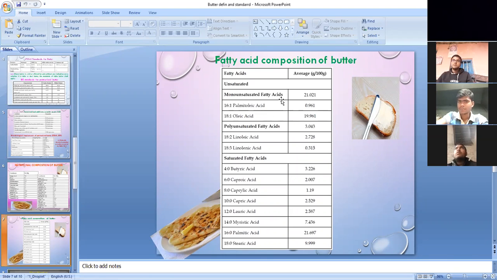Similarly, among monounsaturated fatty acids, oleic acid also makes the butter more nutritive in comparison to other animal fat or vegetable fat. But this monounsaturated fatty acid also depends on the type of milk from which you have made the butter.